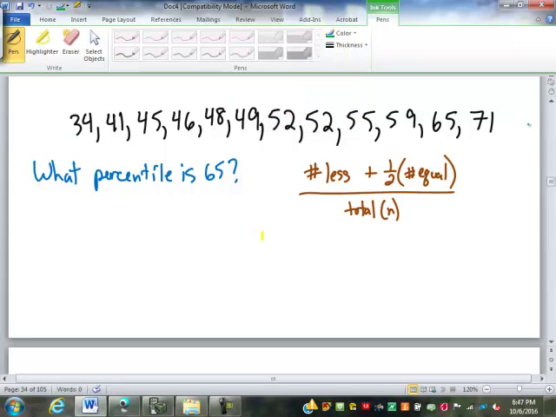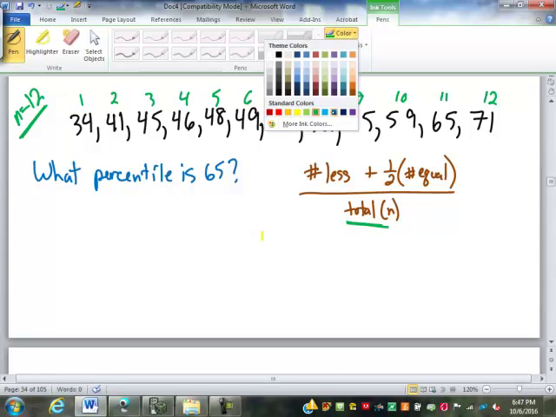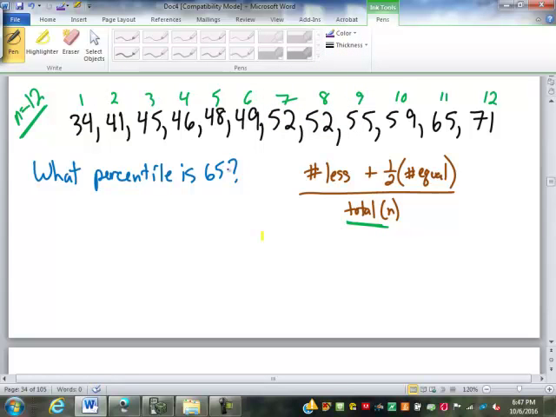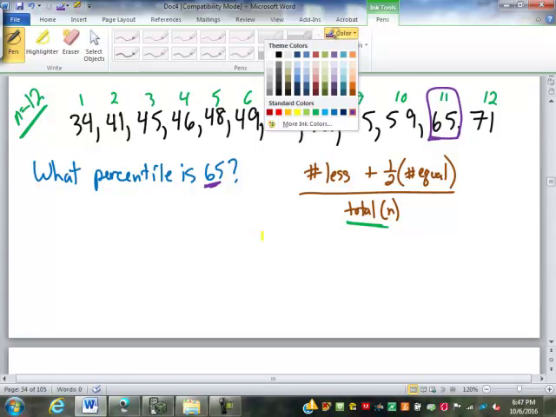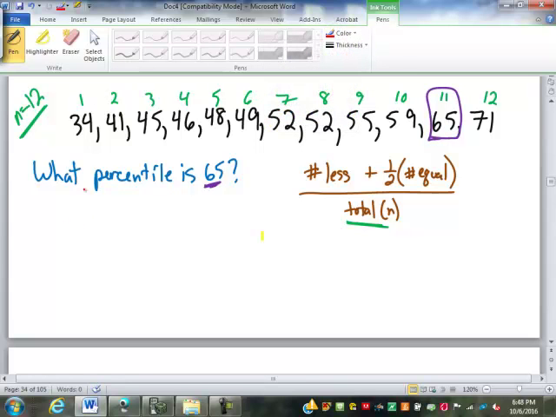So I need to count these, and to make it easier on me, I'm just going to number them again. So there's 12 items in this list. That says n equals 12 for this list. So that total on bottom here is always going to be 12 now for this list of numbers. I want to find what percentile 65 is in. So here's my 65.